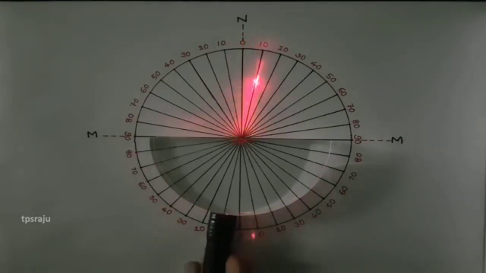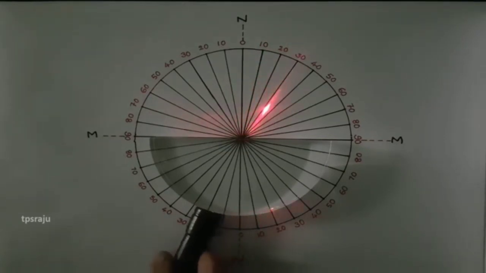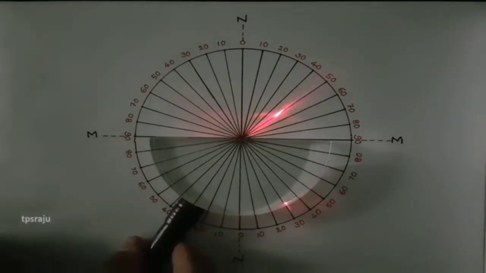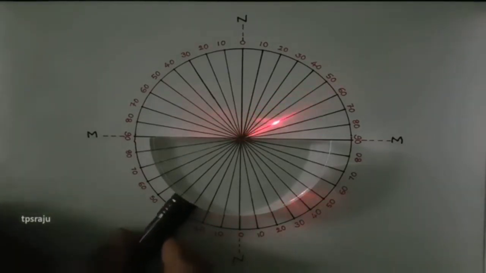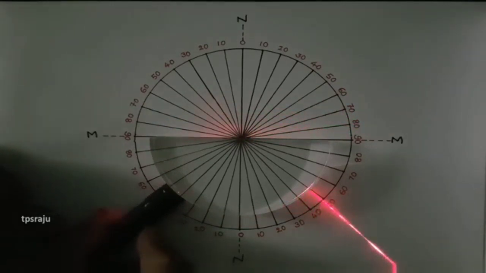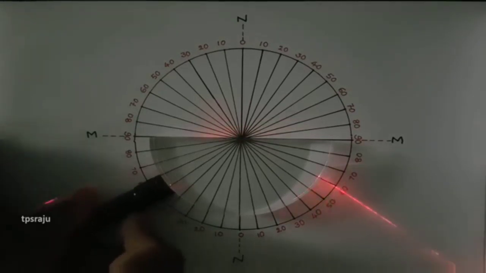Let us observe carefully. When we increase the angle of incidence, the refracted angle also increases respectively. But at a certain angle of incidence, the refracted ray grazes the interface of the glass and air. After that, refraction does not take place. Totally, the light is reflected into the denser medium. This phenomenon is called total internal reflection.